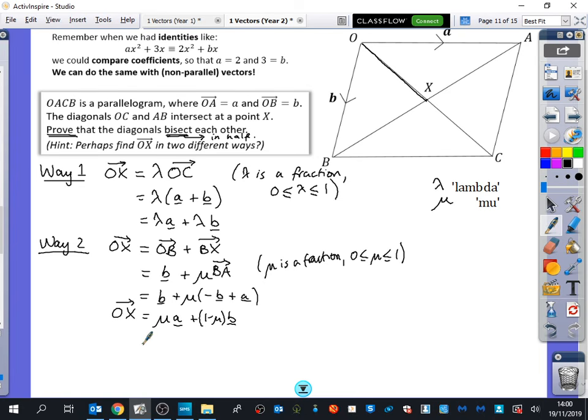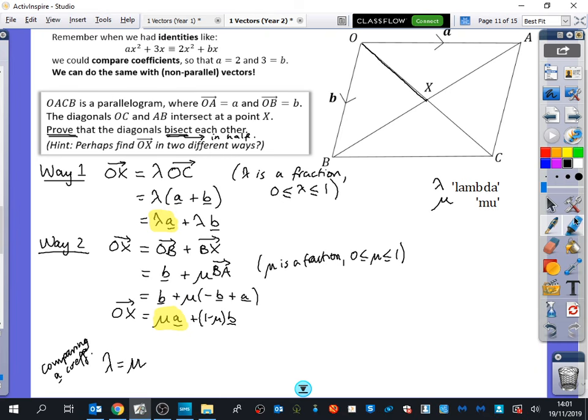So we have now got to an interesting point. I can tell you're all fascinated by this. We have now got OX is lambda A, but down here we've got that OX is mu A. So lambda equals mu, and that is by comparing the A coefficient. We've proved that lambda must be equal to mu.